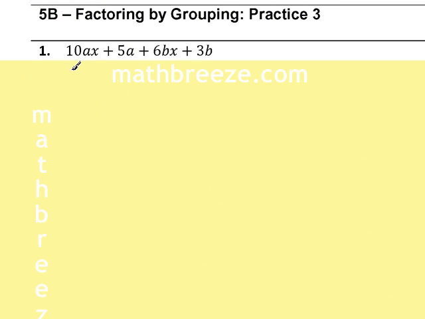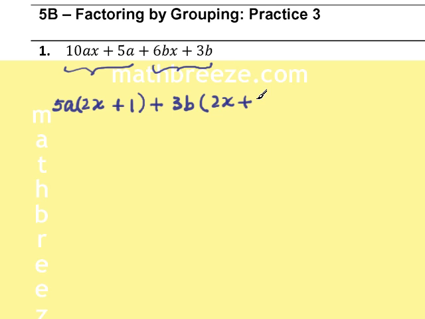In example 1, let's group together the first two terms and the second two terms, and I see from the first two we can factor out 5a. And here we're left with 2x plus 1. And from the second, it looks like we can factor out 3b. We factor out 3b from this first term, and we're left with 2x. And from the second term, we're left with 1, 2x plus 1. So we were fortunate enough to end up with this same expression in parentheses in both terms.